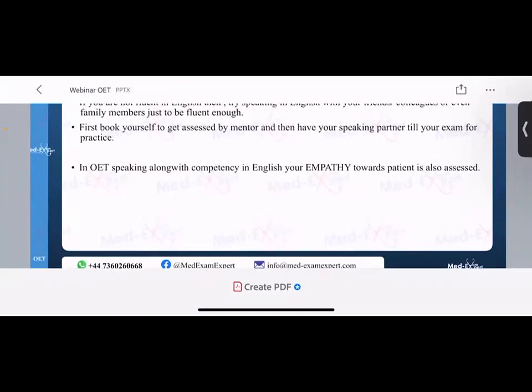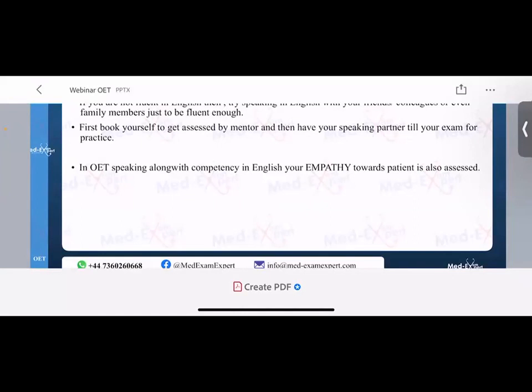Okay. In OET speaking, along with competency in English, your empathy towards the patient is also assessed. This is a very important point, because most of the students don't think that empathy is very important. I have conducted a number of mocks with my students, speaking mocks actually. And the thing they were lacking in the speaking module was empathy towards their patients.